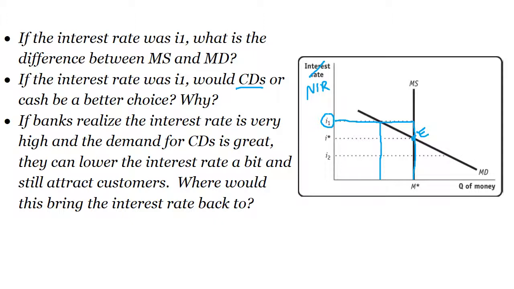If banks realize interest rate is high and that the demand for CDs is very high as well because of the high interest rate, they can lower the interest rate a little bit and still attract customers because banks have to pay interest for people that are holding on to these CDs. And if they're paying more interest than they want to pay because the demand for CDs is so high, they're probably realizing that they're throwing money away. So they're going to lower the price. If you lower the interest rates, it's going to bring it back to equilibrium, this I star.